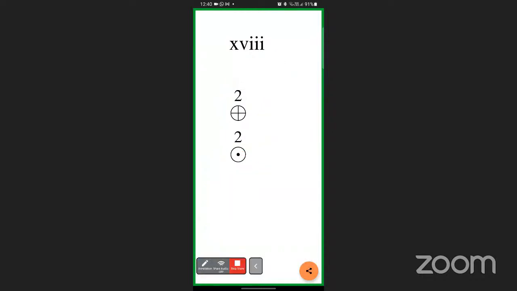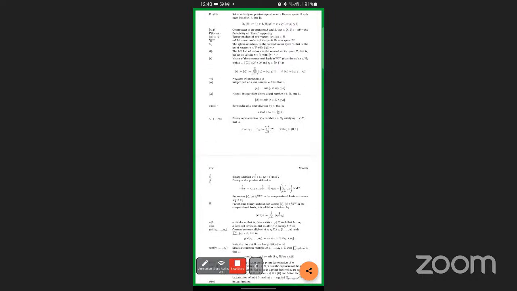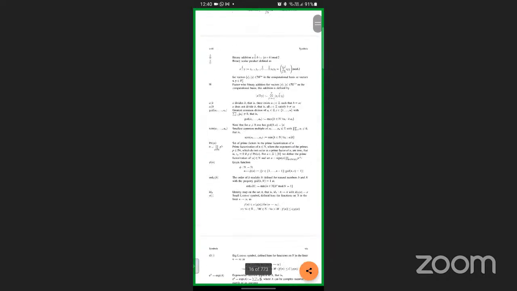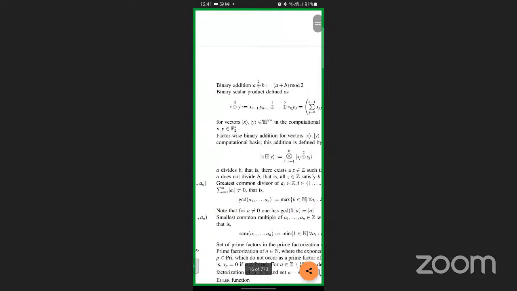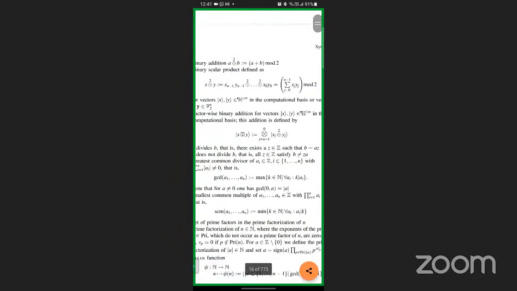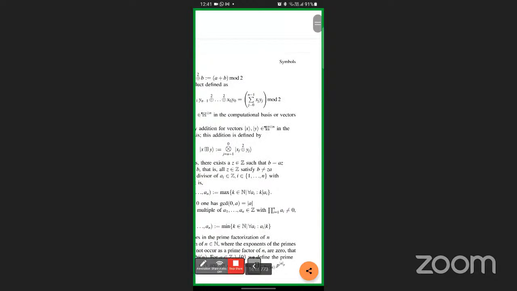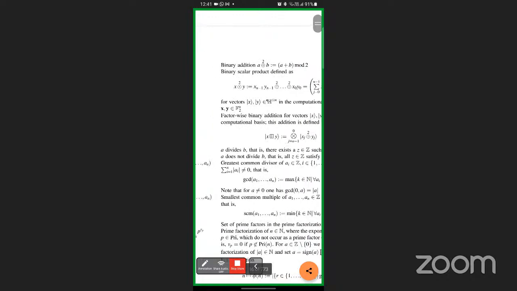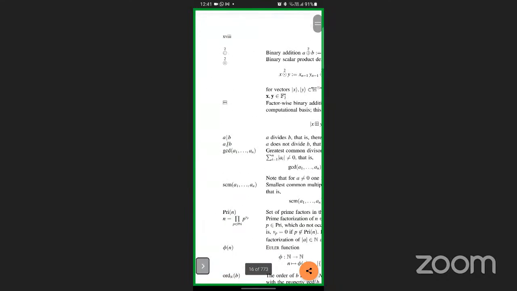So these are the list of notations given in this book. I will share this book also. So what was the second notation? Multiplication modulo 2. Okay, so this is multiplication modulo 2. Everything is calculated modulo 2. And then there are many other notations.